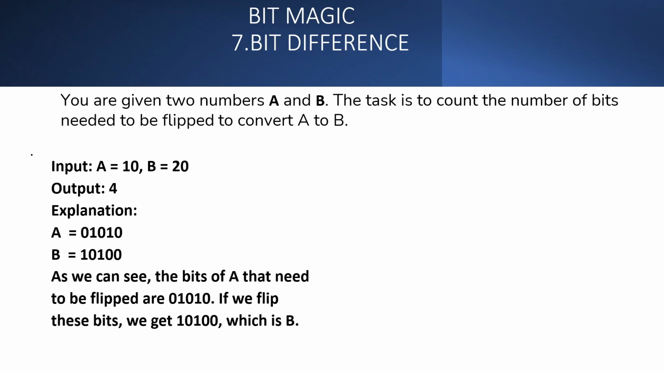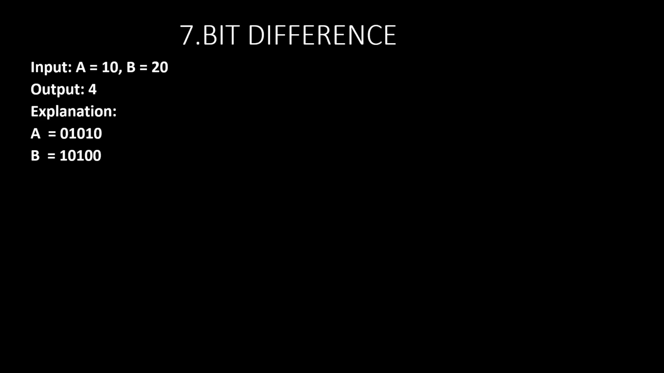Okay, now let's go into the approach and understand the question. Now let's first see what is the meaning of the question here. In this question, we have to find out the bit difference. By bit difference I mean you have to convert this A to the B. How will we do that? We have to change the bits to the B.